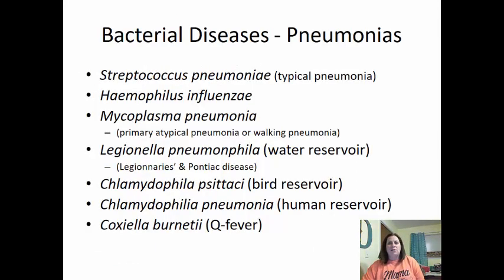All right, now looking at the bacterial diseases, when we're looking at the pneumonias, we have the Streptococcus pneumoniae, which is known as the typical pneumonia. This is about 2/3 of the cases of pneumonia. But then we have the Haemophilus influenzae. We also have the Mycoplasma pneumoniae. This is primarily an atypical pneumonia known as walking pneumonia. Legionella pneumophila, which has a water reservoir. This is also known as Legionnaires or Pontiac disease. We also have Chlamydophila psittaci, which has a bird reservoir, as well as Chlamydophila pneumoniae, which has a human reservoir. Coxiella burnetii, which causes Q fever.